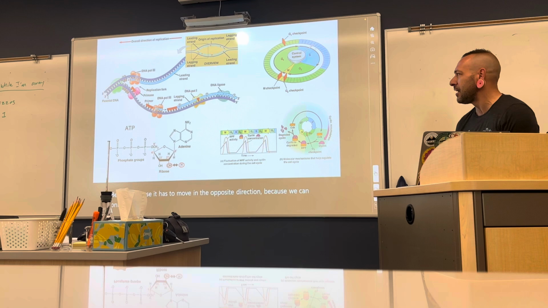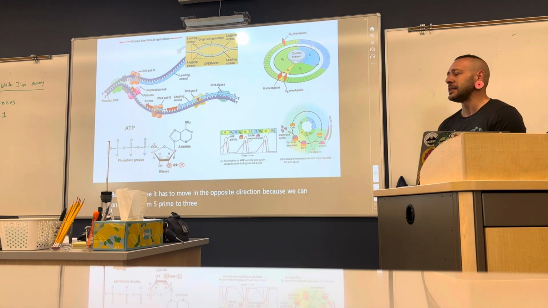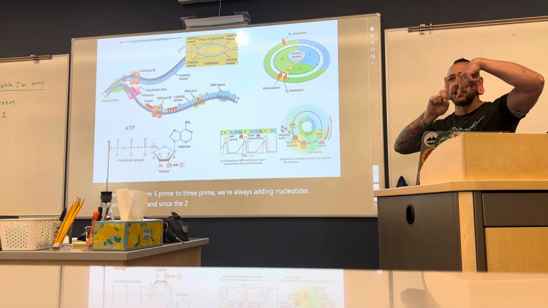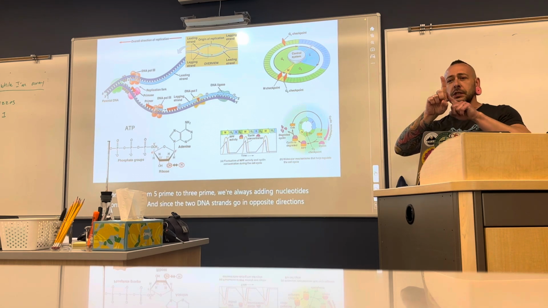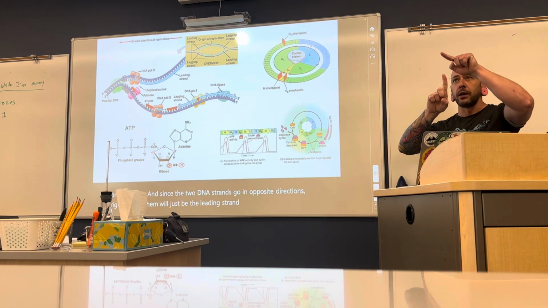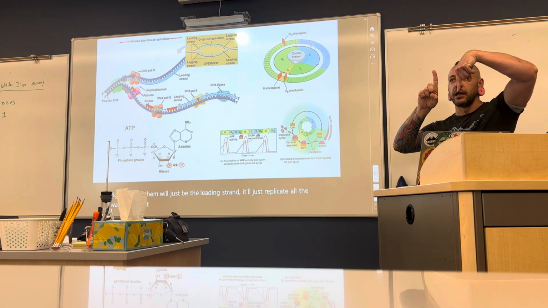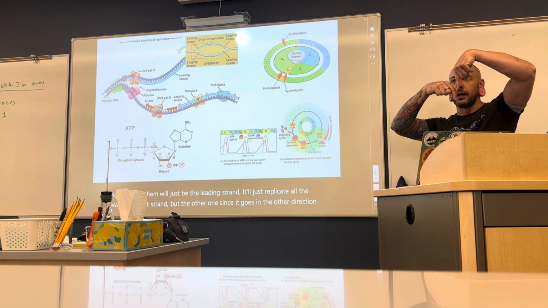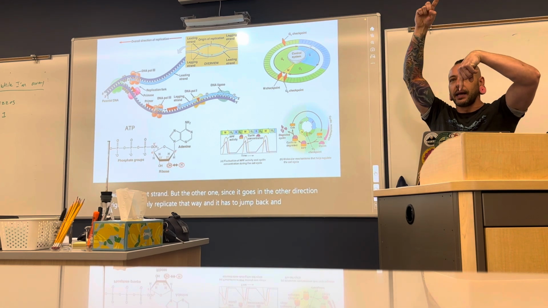Because you can only move from 5' to 3', we're always adding nucleotides onto the 3' end, and since the two DNA strands go in opposite directions, one of them will just be the leading strand, which replicates all the way down that strand, but the other one goes in the other direction, so it can only replicate that way, and it has to jump back and replicate so it can catch up with the leading strand.